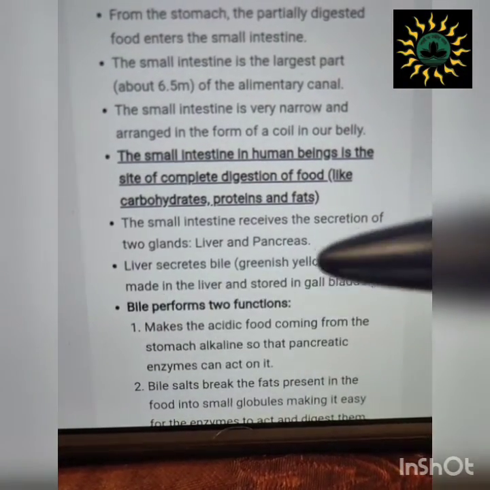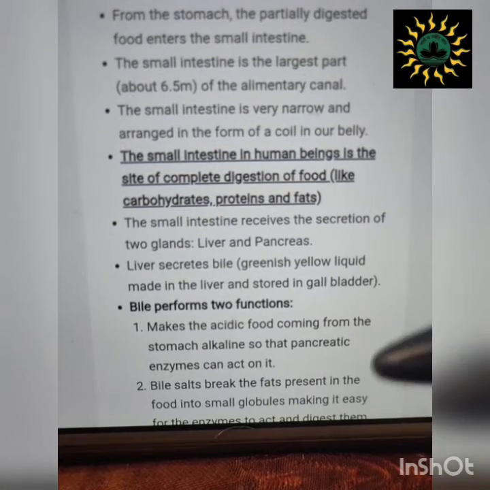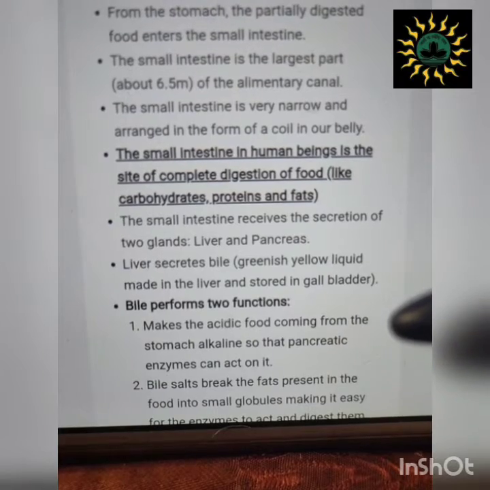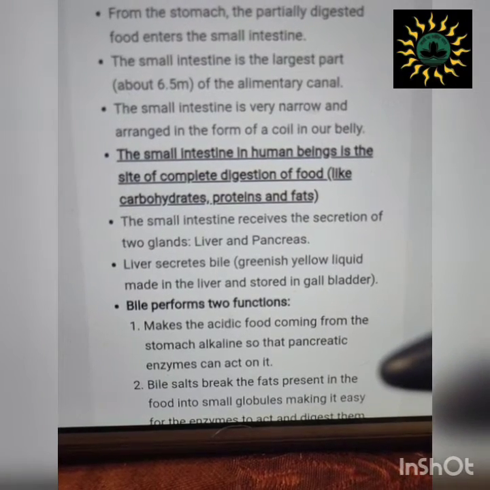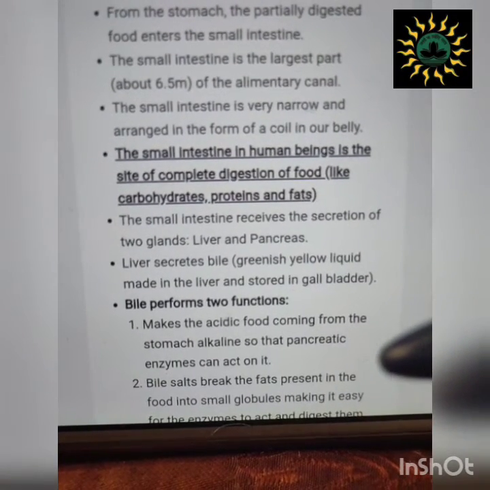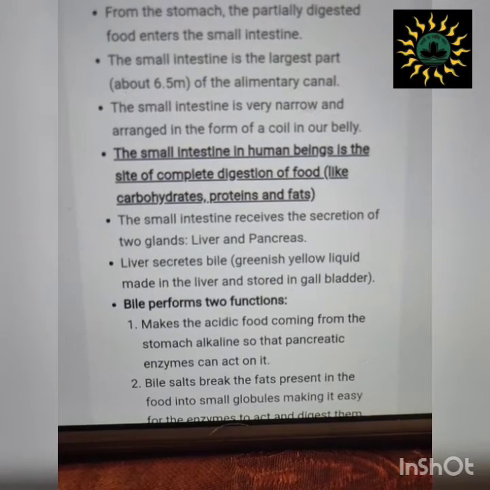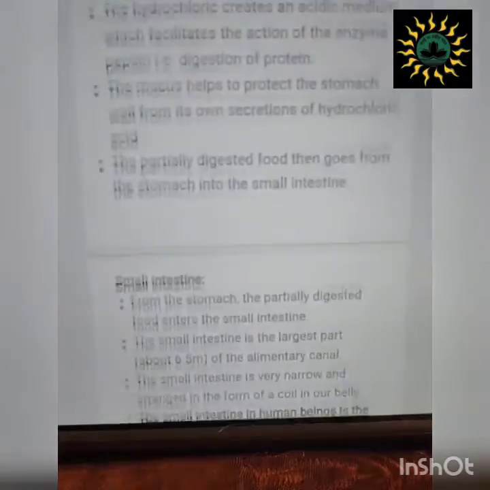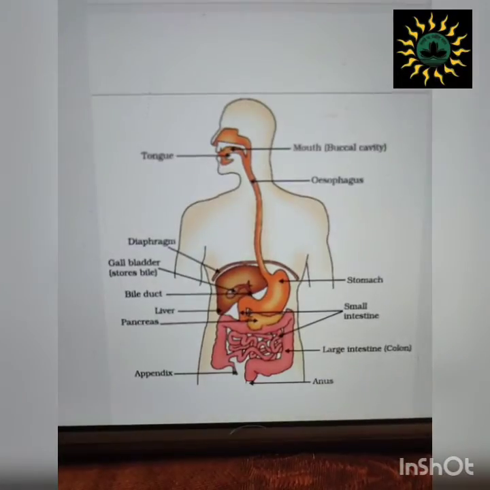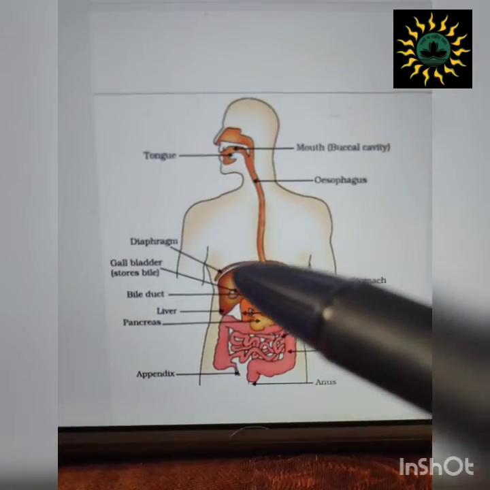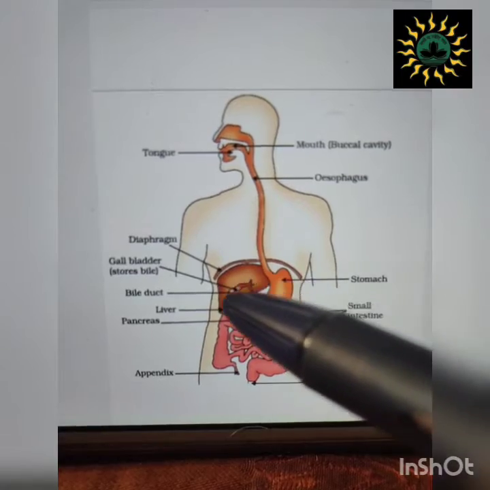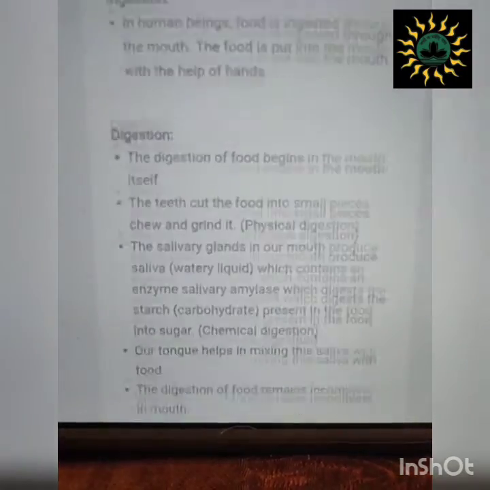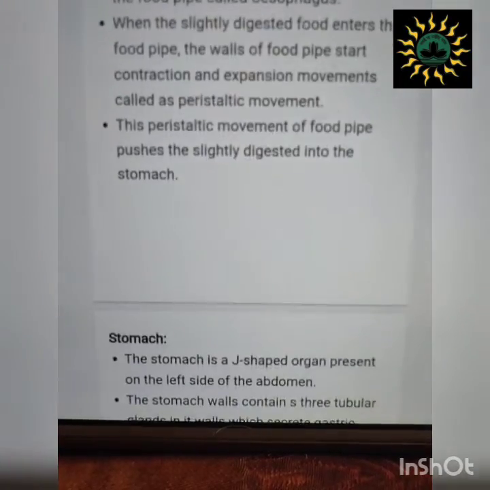Now liver secretes a secretion called bile. Bile is a yellowish green color liquid, and basically bile is made in the liver and stored in the gallbladder. You must have seen the gallbladder initially. The gallbladder is present somewhere here. Yes, so here is the gallbladder and this is the liver. So the bile juice is made in the liver and stored in the gallbladder.